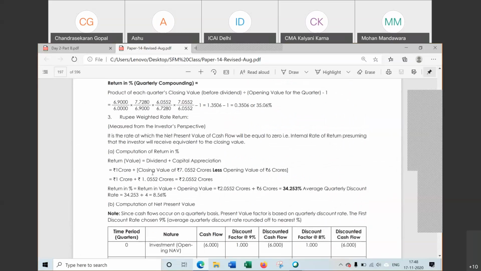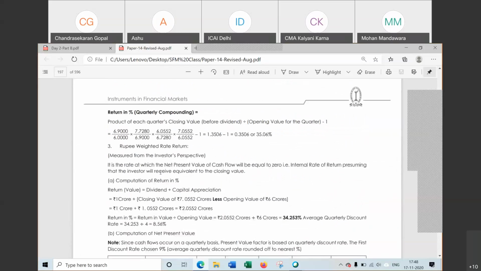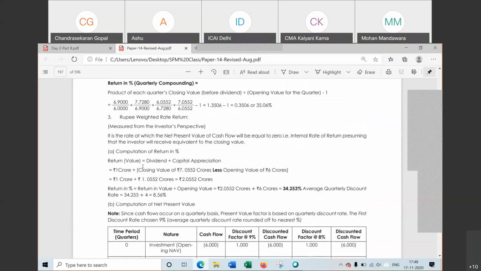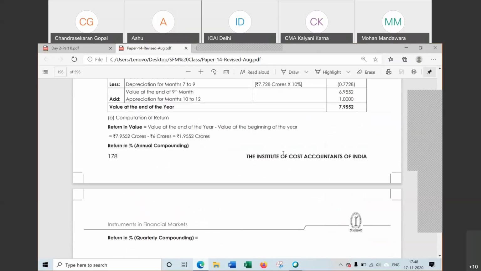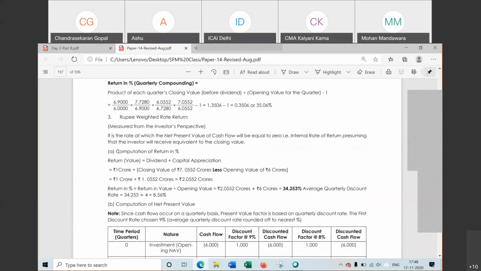Now we have to find the return. Annual return, same as time weighted rate of return. What will be the return? Rupee weighted के लिए पहला step आपका ये है, second step यहाँ है. Second step is this one, computation of return. That is dividend plus capital appreciation.